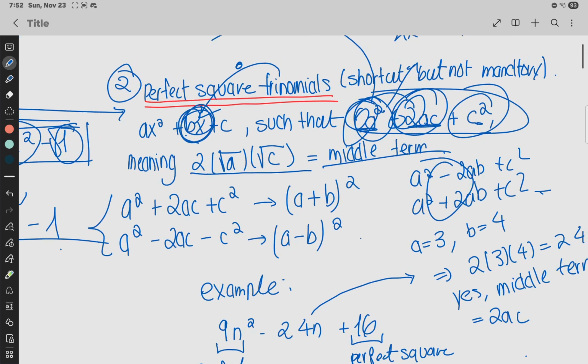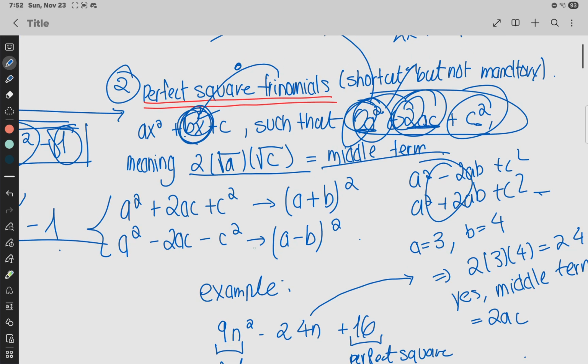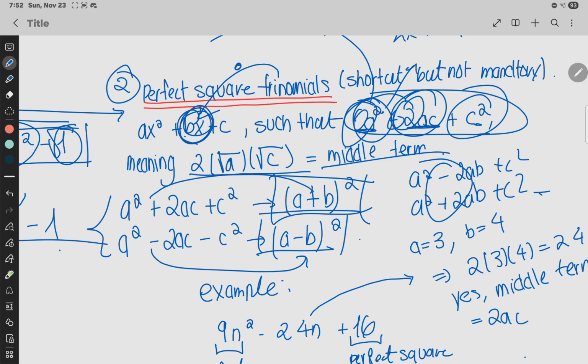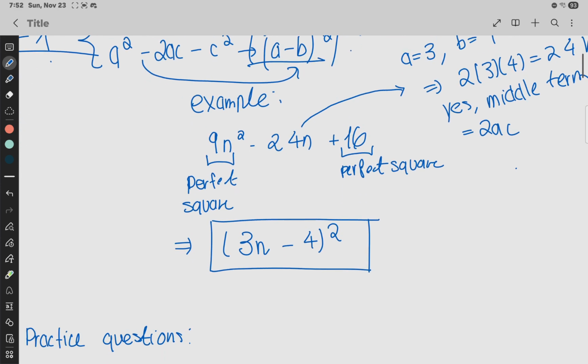Okay, so you essentially just simplify this into a plus b squared, or a minus b squared. It matters which sign you carry over here. Essentially, just put a bracket around the square root of a squared and c squared, and you put a whole square around it. Okay, so let's have a look at the examples.